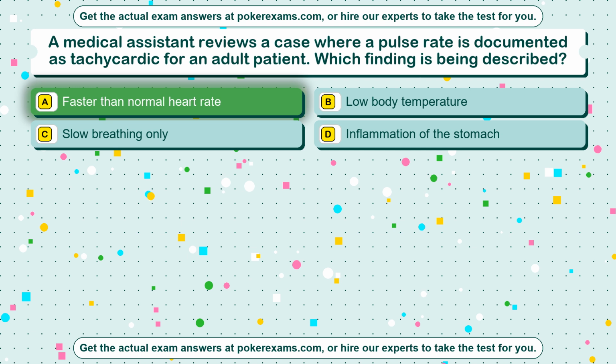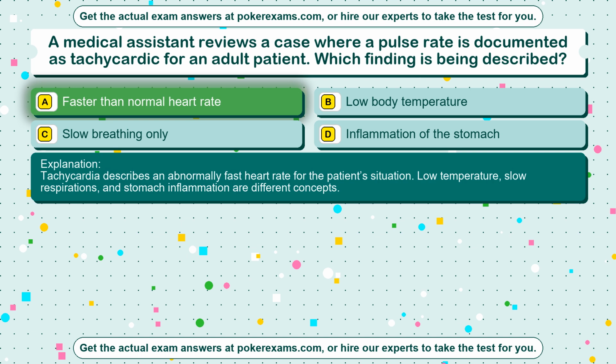The correct answer is option A. Faster than normal heart rate. Tachycardia describes an abnormally fast heart rate for the patient's situation. Low temperature, slow respirations, and stomach inflammation are different concepts.